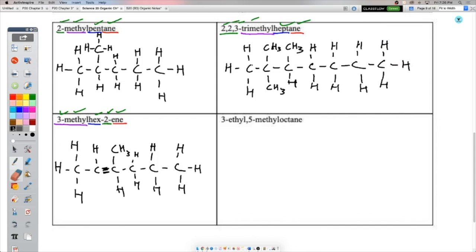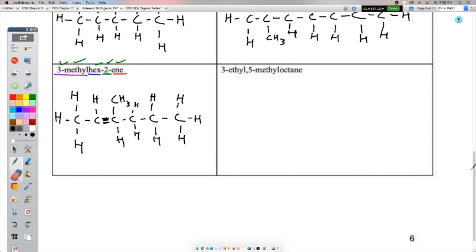Okay, last example, 3-ethyl-5-methyloctane. So let's start with the oct, right? Because that tells us how many carbons in our parent chain, which is like the base that we use to build up off of, right? So oct, how many legs does an octopus have? 8, right? So 1, 2, 3, 4, 5, 6, 7, 8. Okay, so that's oct, already dealt with. Okay, ane. Ane means single bonds only. So that was easy. That's already dealt with.